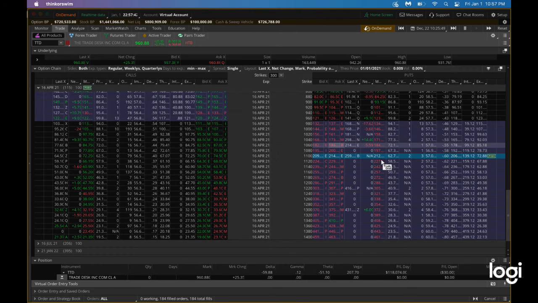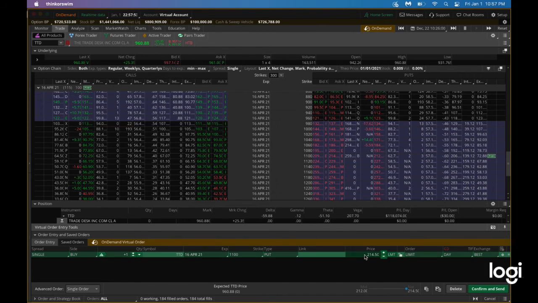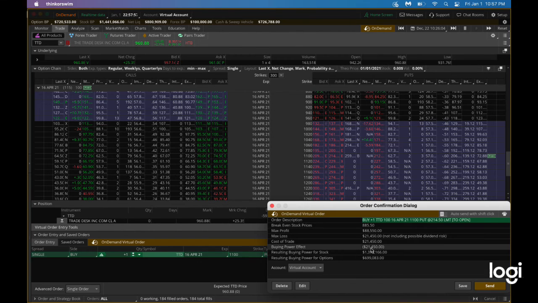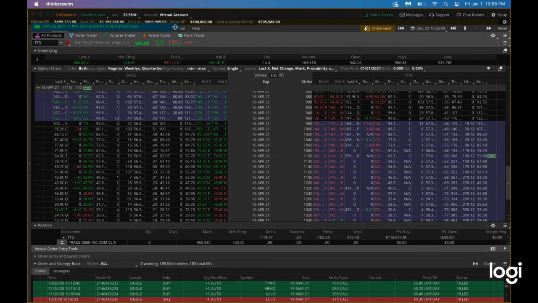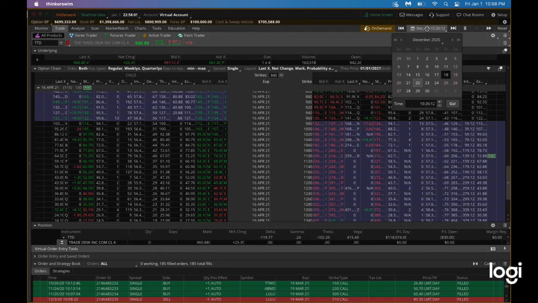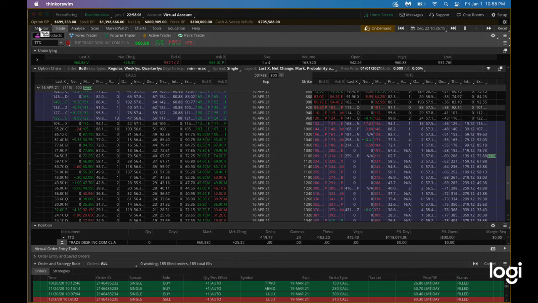Let's go back here. We are at 62 right now, 62, 60 delta. We'll go and buy a put option here. We are paying $214, which is $21,000 to buy this put option. We got it filled. Now let's go all the way to December 30th and see how our put option position is doing. It will take a while to buffer.